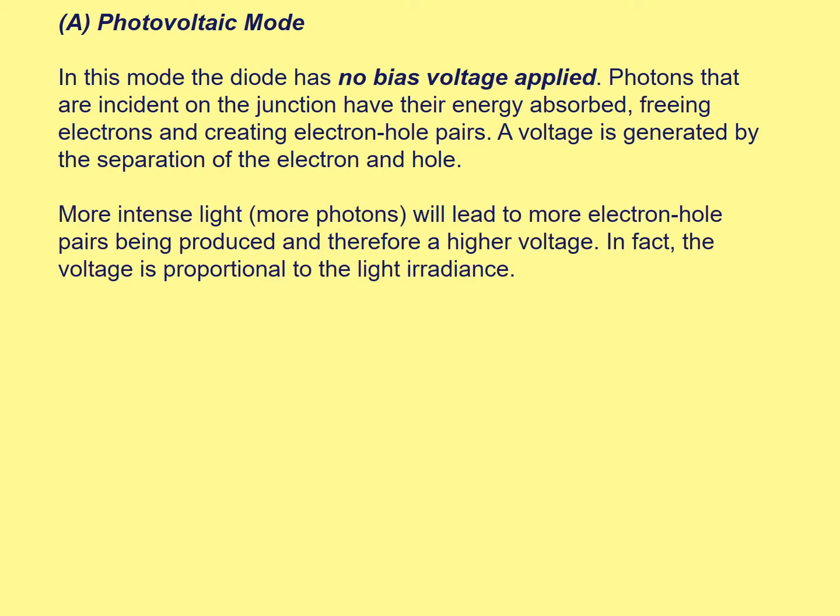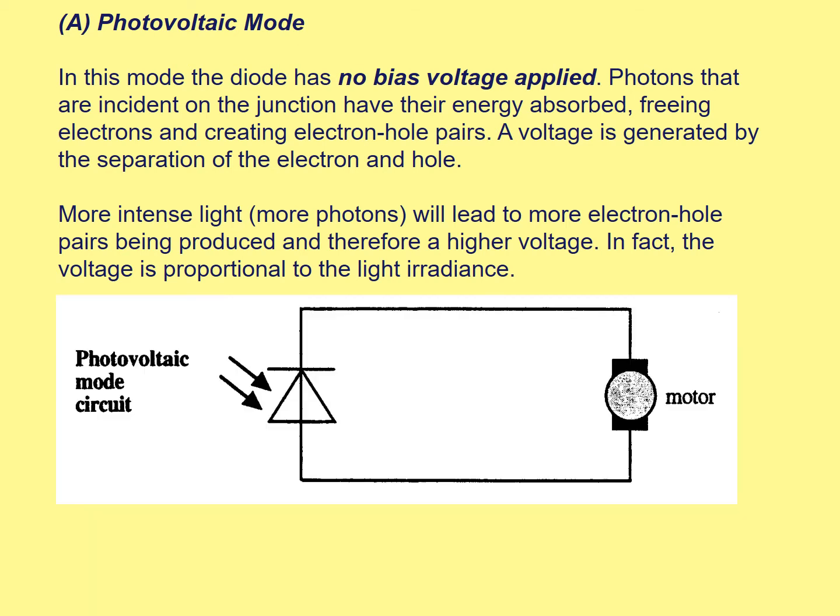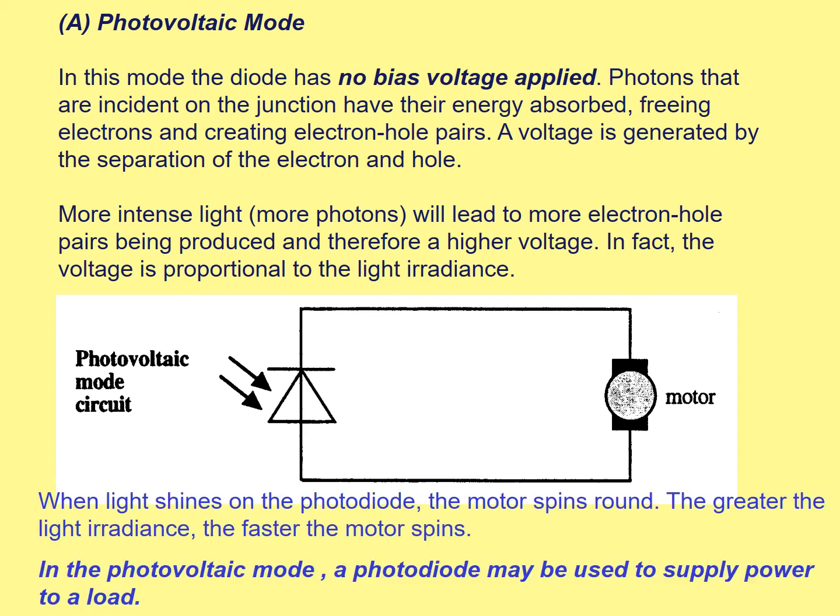More intense light, that is more photons incident on the surface per second, will lead to more electron-hole pairs being produced and therefore a higher voltage. In fact, the voltage is proportional to the light irradiance. So we can think of this photodiode acting in photovoltaic mode being a solar cell. In a solar cell, the greater amount of light incident on it, the more electrical energy is produced.